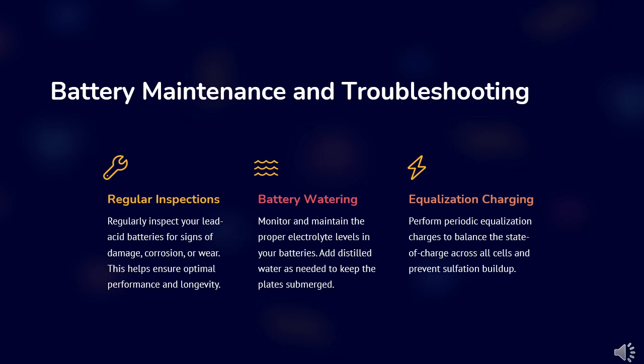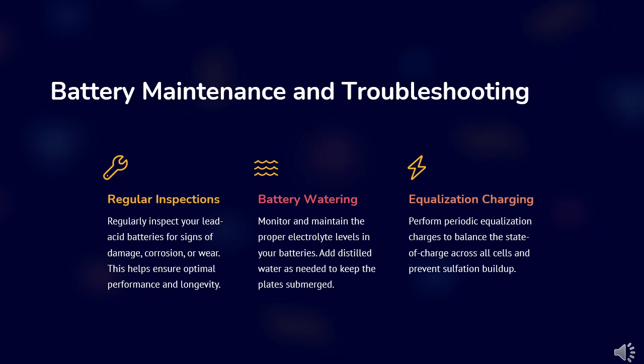Battery maintenance and troubleshooting. Regular inspections, battery watering, equalization charging. Regular inspections: regularly inspect your lead acid batteries for signs of damage, corrosion, or wear. This helps ensure optimal performance and longevity.